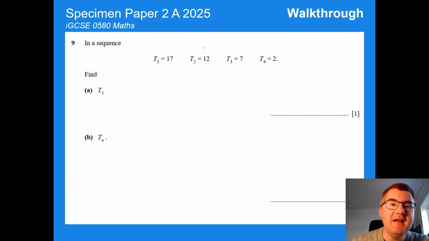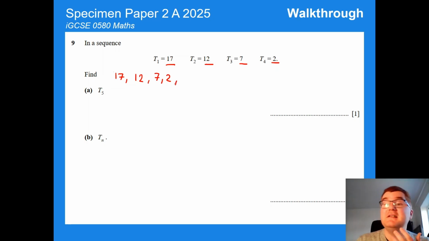So in a sequence here, we have it in slightly different notation here. So T1, so the first term is 17, then 12, 7 and 2. In previous iterations of the 0580 course, they've often just written the sequence as 17, 12, 7, 2, and then do the same things that we're going to do here. So to work out the 5th term in the sequence, remember we're going down by 5, 17 minus 5 is 12, 12 minus 5 is 7, 7 minus 5 is equal to 2. So we want to minus 5 again here.